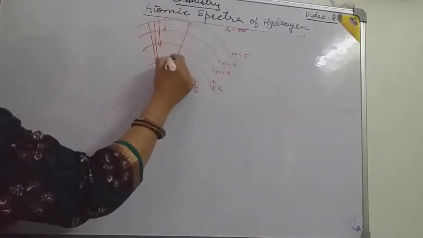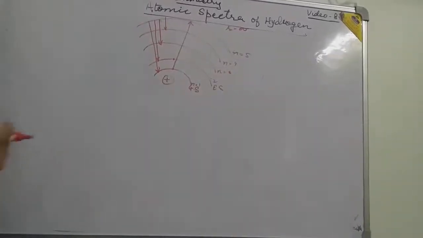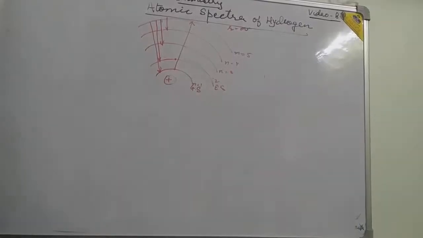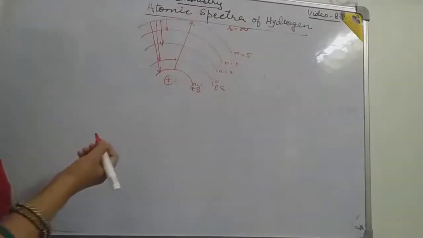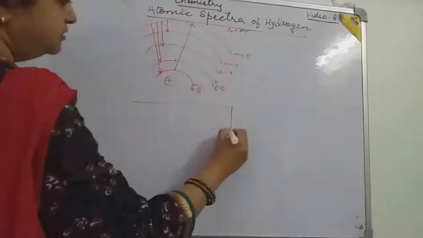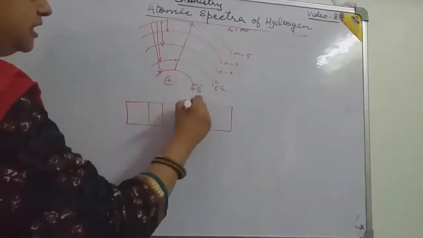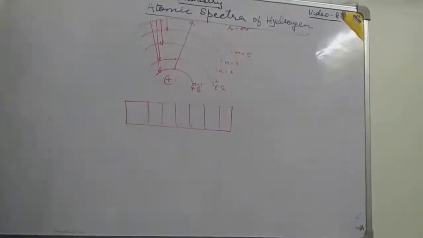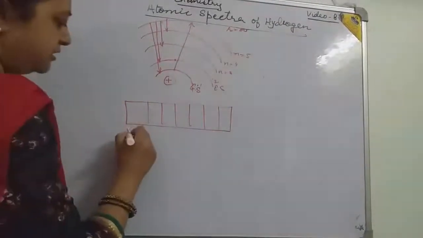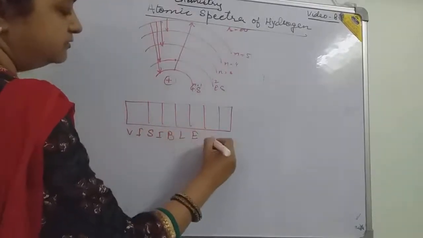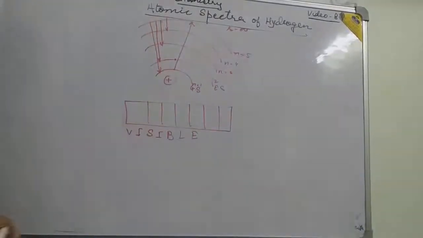This type of spectra was first observed by Balmer, and he observed that the hydrogen spectra have some lines, a type of spectra present in the hydrogen spectra, which is present in the visible region of the electromagnetic spectrum.